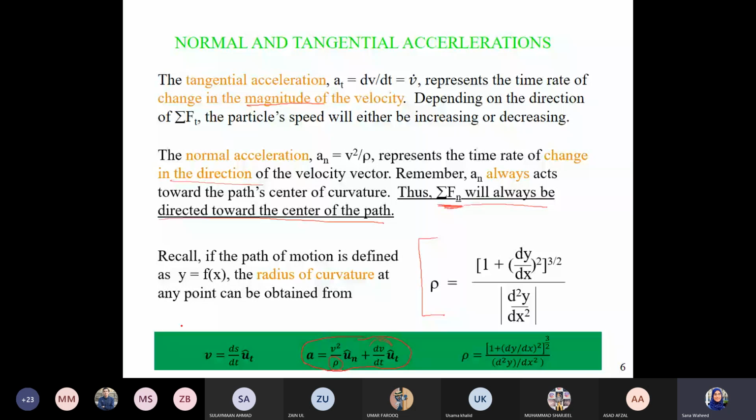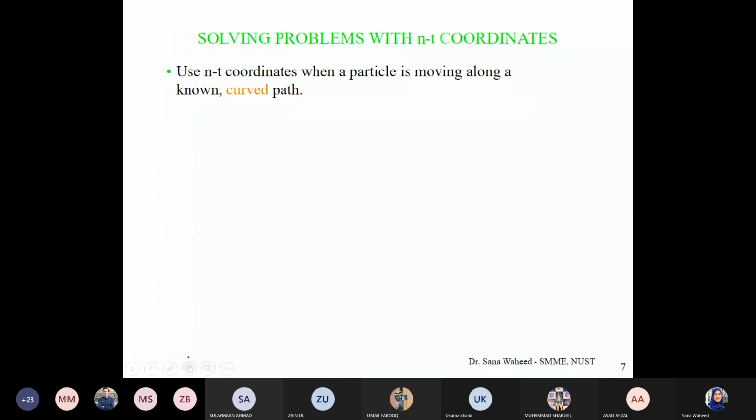Now, let's just very quickly go over the procedure for the analysis. So, if we have a known curved path, then we may decide to go for the NT coordinates or even sometimes the R theta coordinates. I just want to take a very quick moment here to highlight when we would go for the NT as opposed to the R theta ones. So I think with practice this will come.